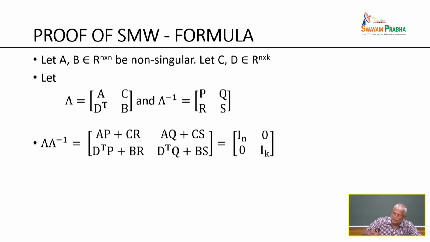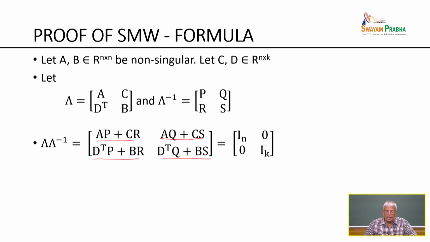Now, if this were to be the inverse of lambda, I have to compute the product of the two. The product must be identity. That's the definition of inverse. Everybody. So the product is given by these matrices, and that must be this. You can compute the size of the matrix, and that's what that one is.